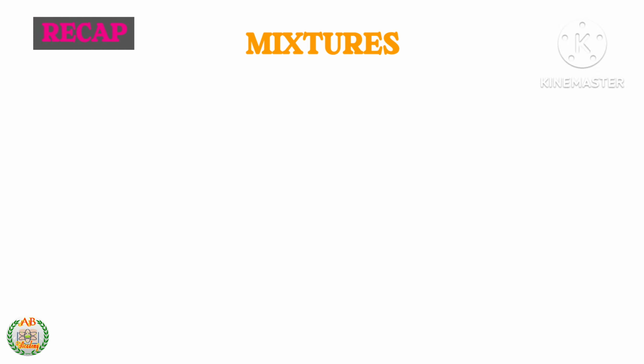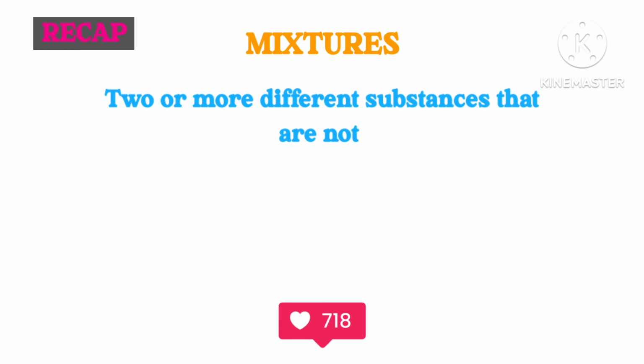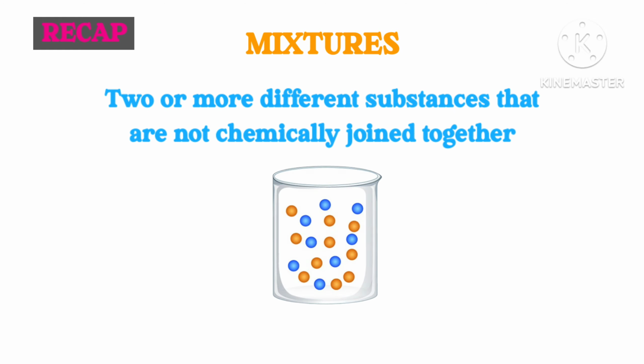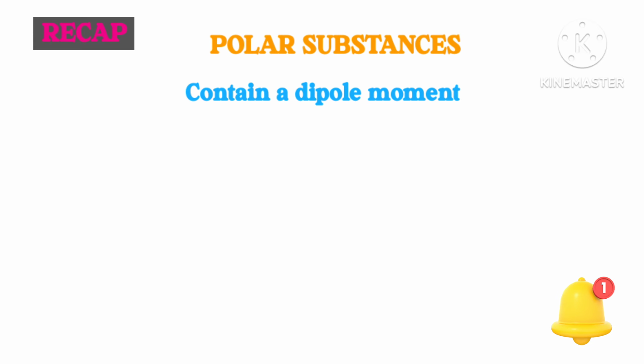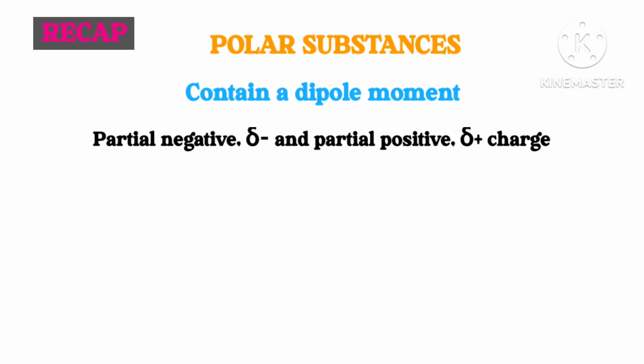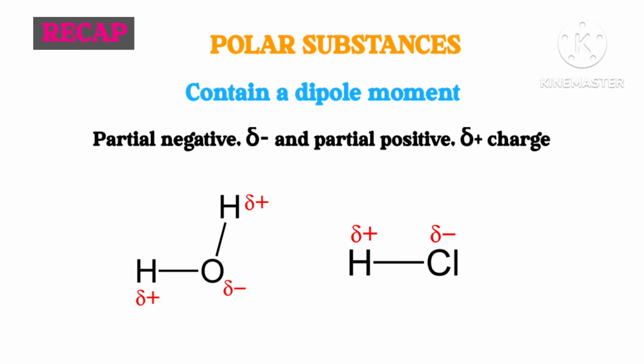Mixtures are made up of two or more different substances that are not chemically joined together. Polar substances contain a dipole, regions of partial negative and partial positive charge. They occur due to differences in electronegativities between bonded atoms. Water is a common example of a polar substance.